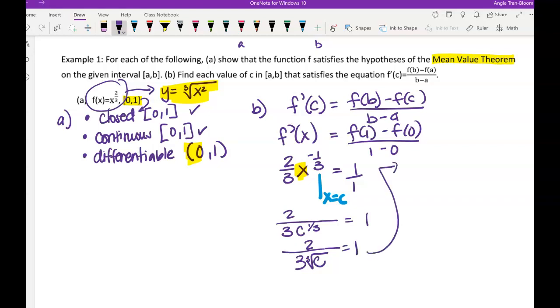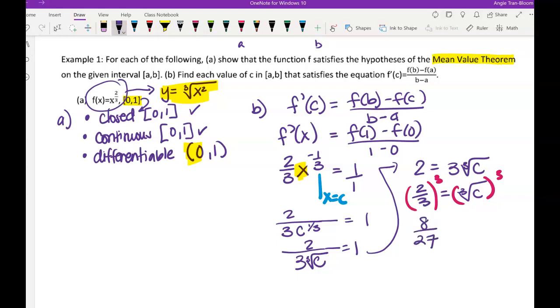Multiply both sides, guys, by the denominator, so that's going to be 2/3 equals the cube root of c. Now undo the cube root by raising both sides to the third power, just like that. So this is 8/27 equals c, and we're going to box that up. That is the final answer. Let's try another one.